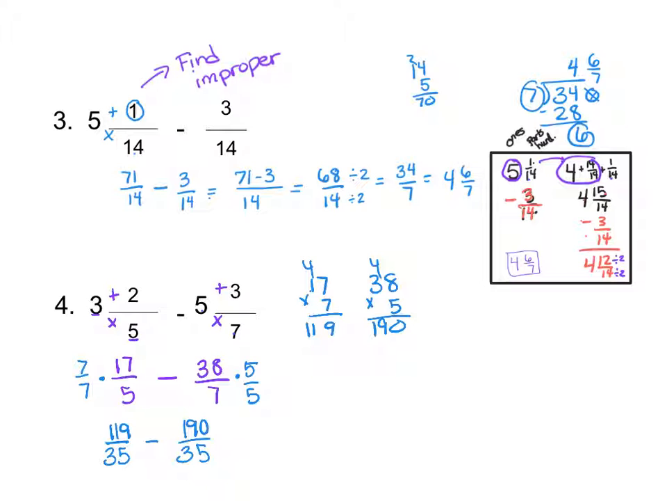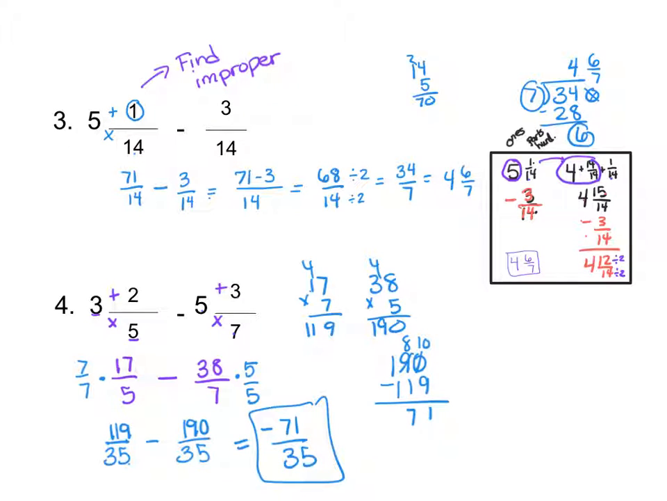All right, so now I see I have 119/35 minus 190/35. So I'm subtracting more than I have originally, which means my answer is going to be negative. I have more negatives here. So I'm going to just do in my head the absolute value of 190 minus 119, which is 71. So my answer would be negative 71/35. Okay, let's go on to the next one.